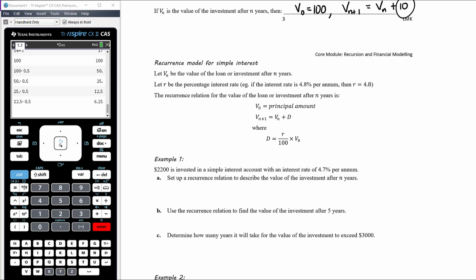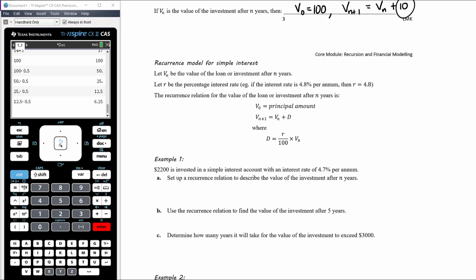So if Vn is the value of the loan or investment after n years, or n doesn't have to be years, n time periods, then let R be the percentage interest rate. Okay. So for example, if the interest rate is 4.8% per annum, then R should be 4.8. Okay, so don't change it to a decimal. I'll talk more about that. And then the recurrence relation for the value of the loan or investment is this.